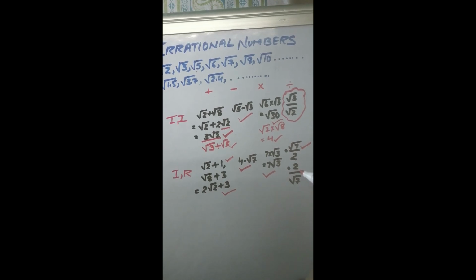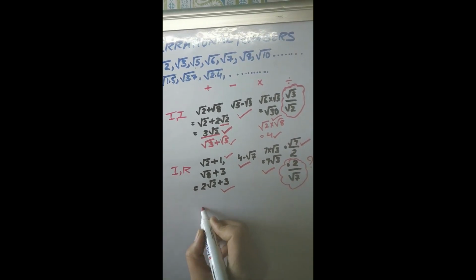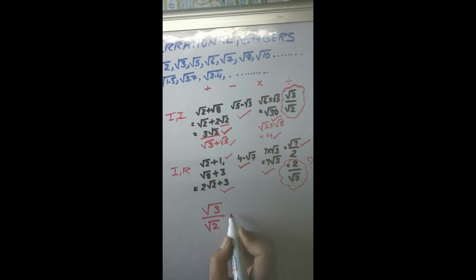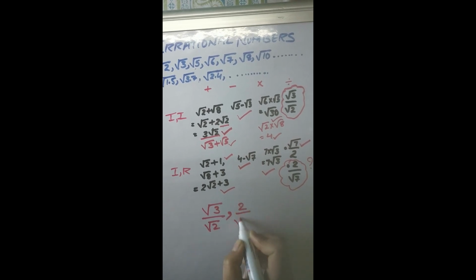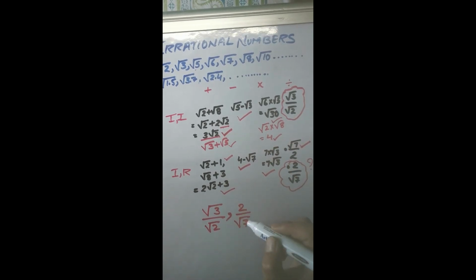We'll go 2 units on the number line and then divide by root 7. Can we locate it? So we still have a question mark for this. Not only root 3 over root 2 and 2 over root 7, we just take a few examples here. There are many more numbers like this now.